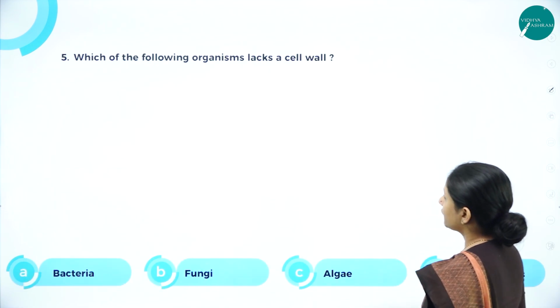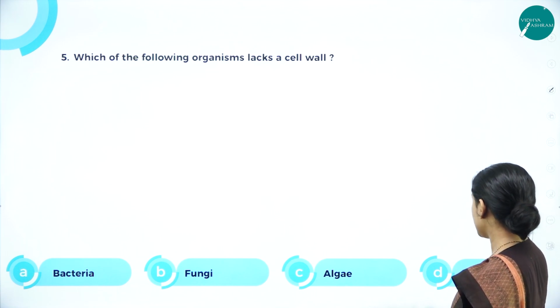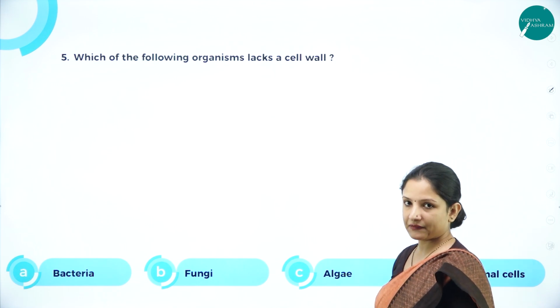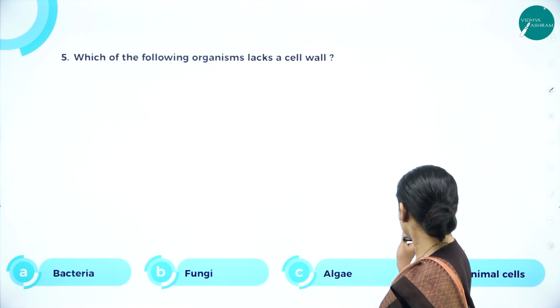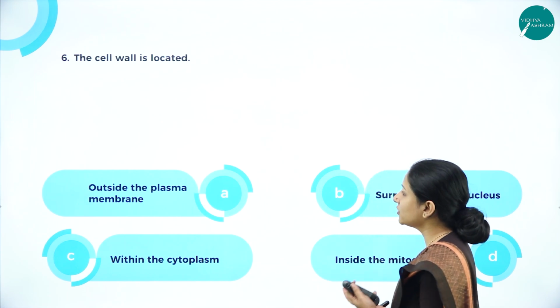Next question. Which of the following organisms lacks a cell wall? Bacteria, fungi, algae, animal cells. It is animal cells which lack a cell wall. Bacteria, they have a cell wall. Fungi, they do have. Algae also have. It is the animal cells which do not have a cell wall. So next question, the cell wall is located.